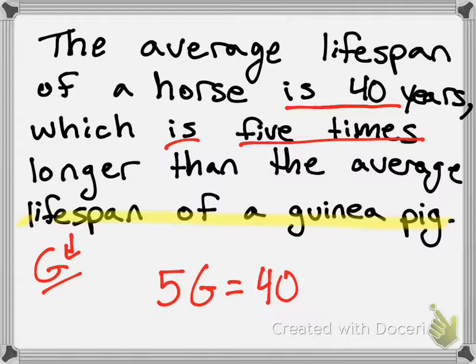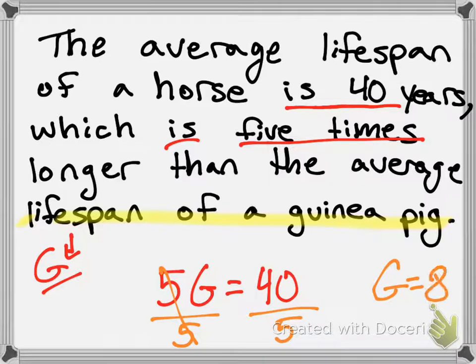So how would I go about solving this problem, Gore? Perfect. So we divide each side by 5. What is 5 over 5, Carmen? 1. It goes away. We are left with G. 40 divided by 5 is, what do we get, Daniel? 8. So we get G equals 8.